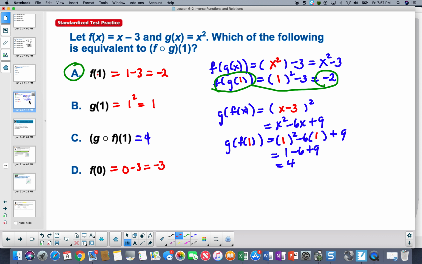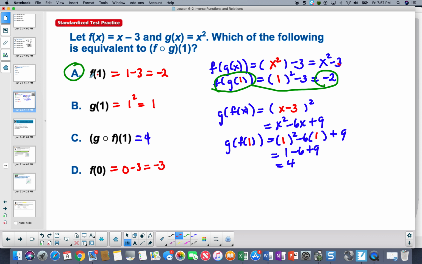This is quite an interesting question in standardized test practice. It's asking us to do something very interesting. We have to take a look at something equivalent to f of g of 1. So I first found f of g of x. I put g into the f function, and I found my brand new function. I put 1 into my brand new function and found this is my answer.